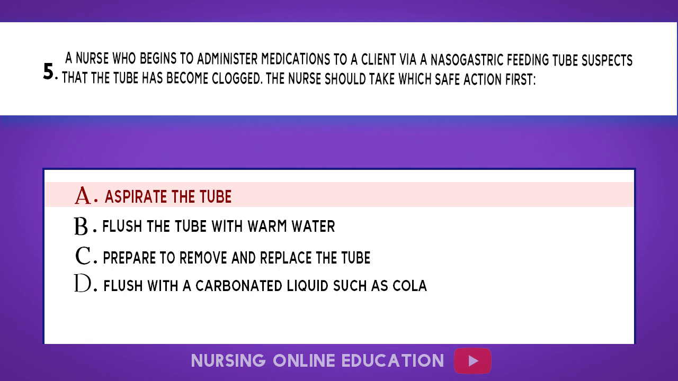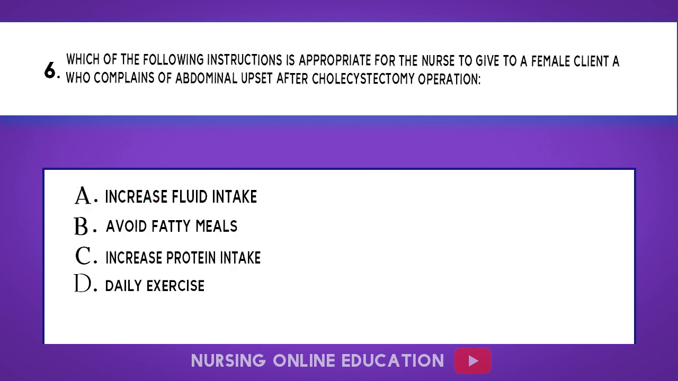The answer is option A. Aspirate the tube. 6. Which of the following instructions is appropriate for the nurse to give to a female client who complains of abdominal upset after cholecystectomy operation? A. Increase fluid intake. B. Avoid fatty meals. C. Increase protein intake. D. Daily exercise.